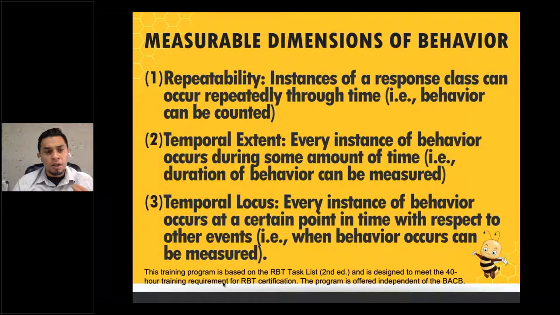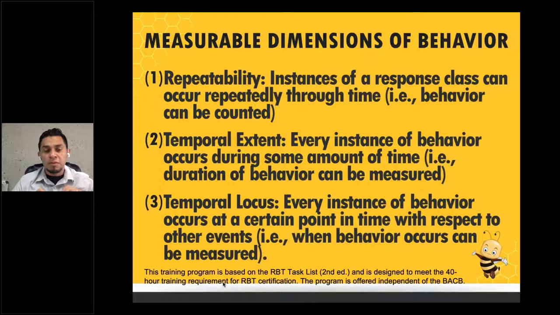Number two is temporal extent. Every instance of behavior occurs during some amount of time. So, for instance, we can measure duration. How long does that particular tantrum last? Does it last 1 second? Does it last 5 minutes? Does it last 10 minutes? It really depends, once again, on the duration. That's why we also focus on something called temporal extent.